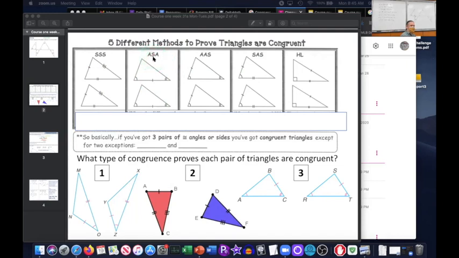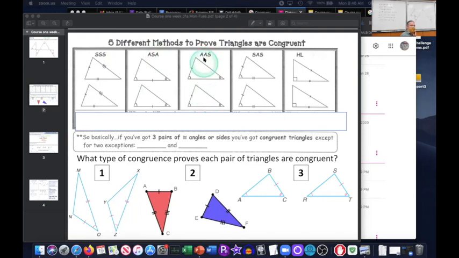Okay, so the second one, ASA, that means angle, side, angle. Notice angle, the side in between, the other angle. So if you want to prove these 2 triangles are congruent, all you have to do is measure 2 angles and the side in between. And that'll prove these 2 triangles are congruent. And that's called ASA, which means angle, side, angle.